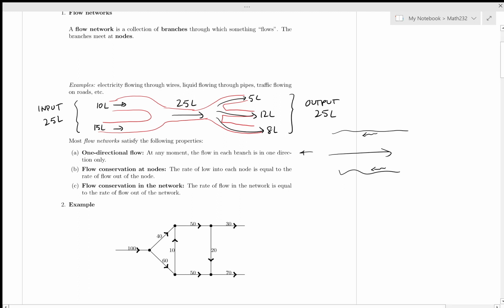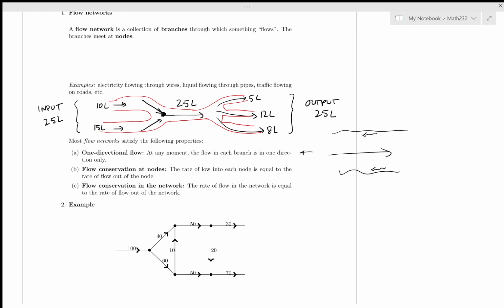Okay, we have flow conservation at the nodes. In this diagram up here, this would be a node, so that you have some stuff coming in, some stuff coming in, and some things going out, and you expect that what goes out is the sum of what comes in. So that's flow conservation at the nodes.